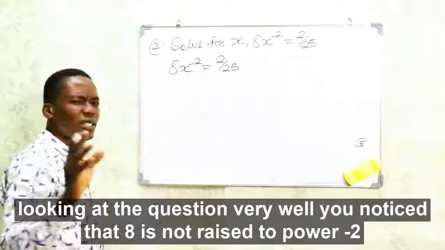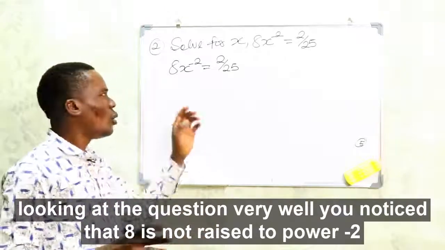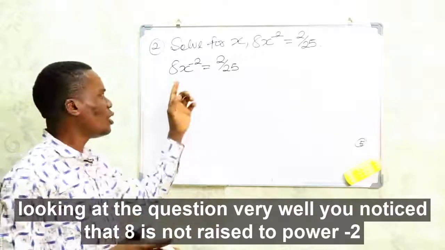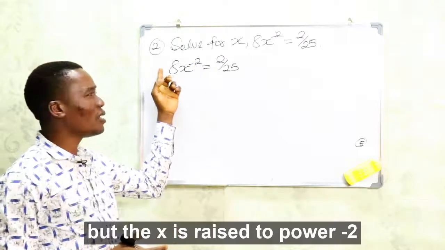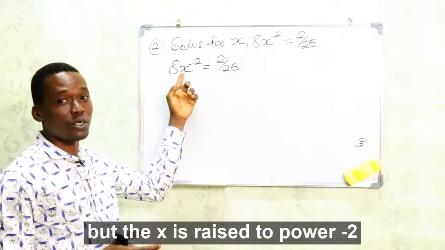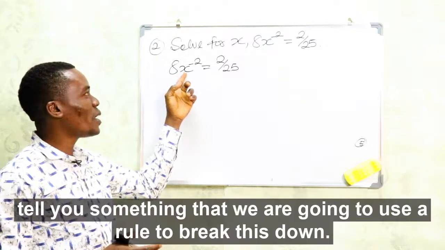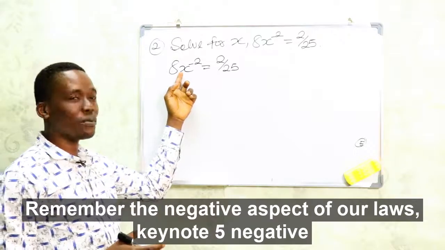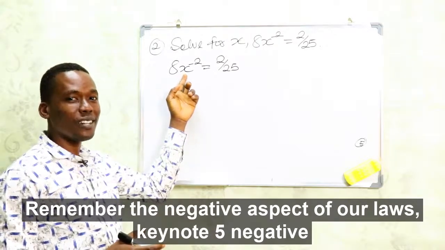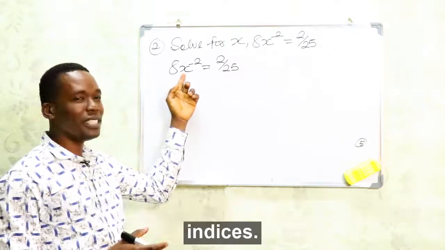Now, looking at this question very well, that's the first thing a very good mathematician will do. Look at the question thoroughly. Now, you notice that 8 is not raised to power minus 2, but the x is raised to power minus 2, right? Good. Now, that should tell you something, that we are going to use a rule to break this down. Remember the negative aspects of our laws. Rule 5, law 5, keynote 5, negative indices.